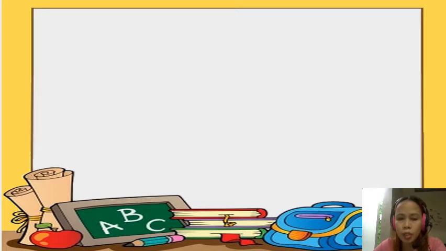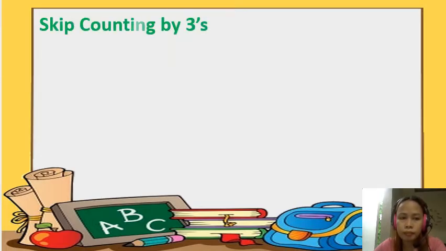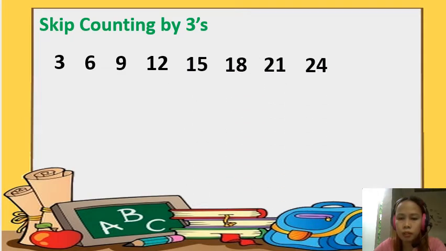Okay, this time let's do skip counting by threes. Ready? 3, 6, 9, 12, 15, 18, 21, 24, 27, 30.